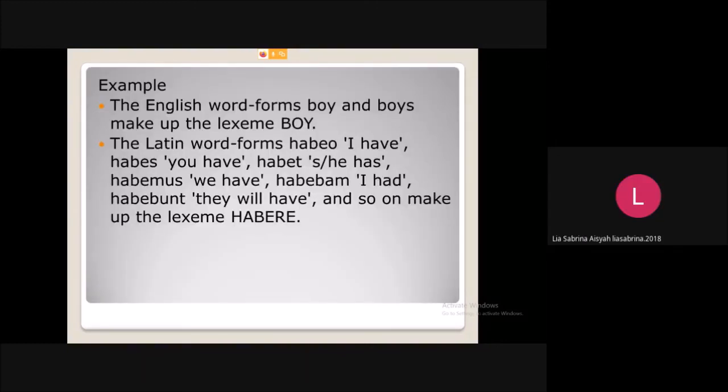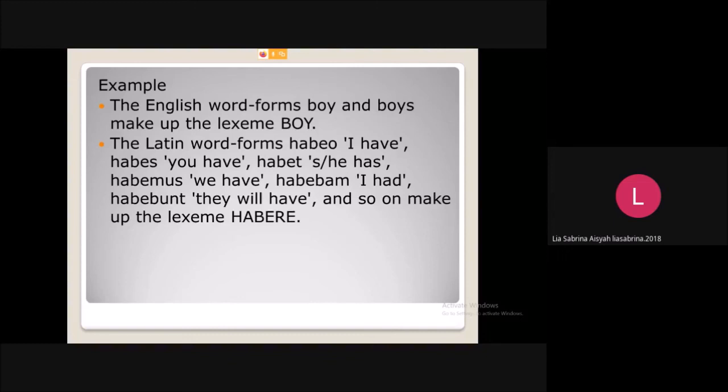Okay, thank you. I will give another example for lexeme and form of words, using one example from English and the other from a non-English language. The first is the English word forms boy and boys, which make up the lexeme boy. Boy means one person with male gender, and boys means more than one male gendered person.